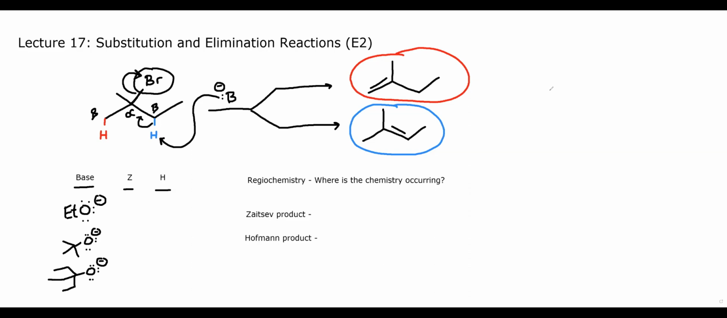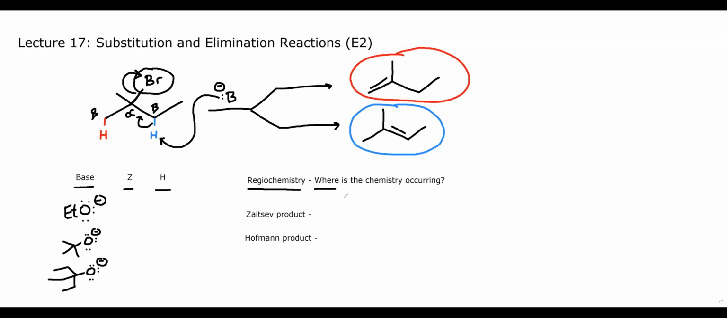So we have two different products, and these products arise out of differences in regiochemistry. And when you see the word regiochemistry, all you need to do is ask yourself, where is the chemistry occurring? That's all regiochemistry means. It means on what part of the molecule is the chemistry occurring. So we have a regiochemical discrepancy here where we could have the reaction either take place on the blue hydrogen or the red hydrogen. We have two different possible sites of reaction.